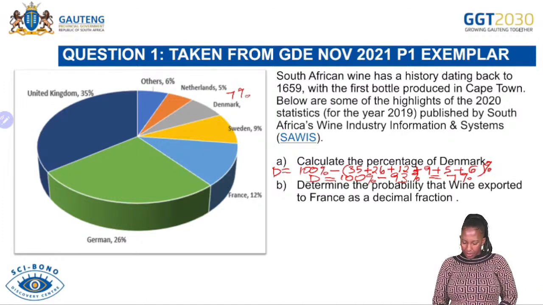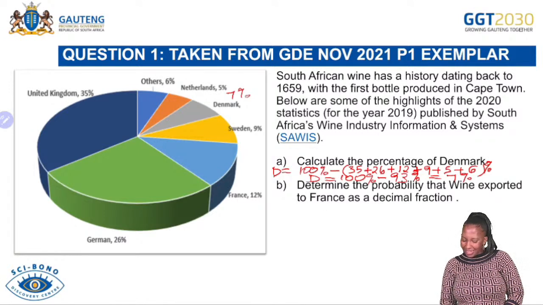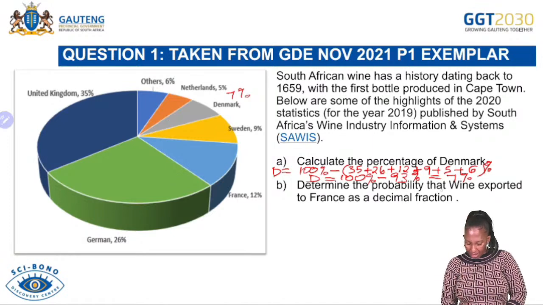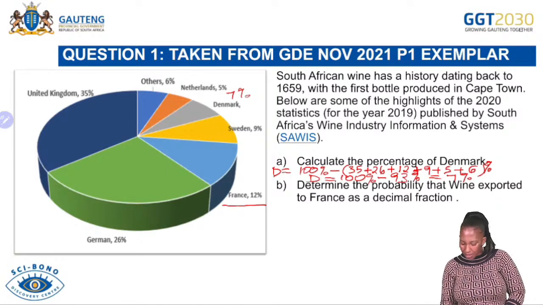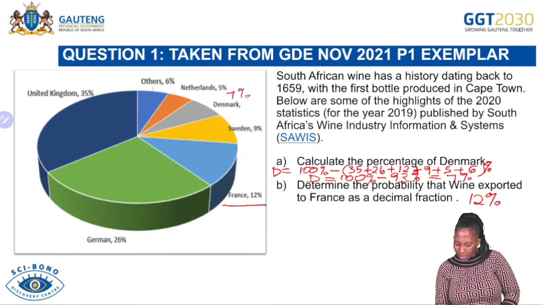Number B, determine the probability that wine is exported to France as a decimal fraction. Now we go into our pie chart. Here is our France. And what is the percentage there for France? For France, the percentage is 12%. And automatically, we know that 12% is the same as 12 over 100.